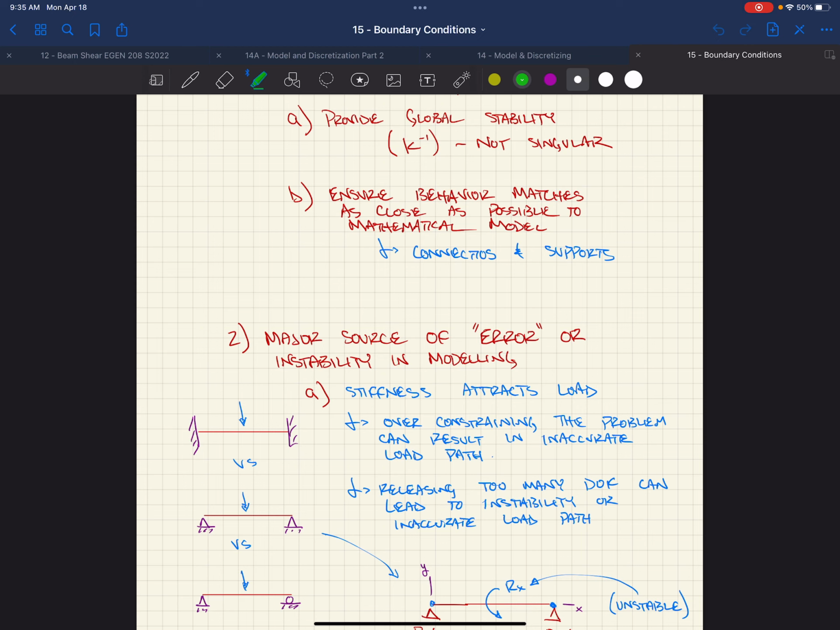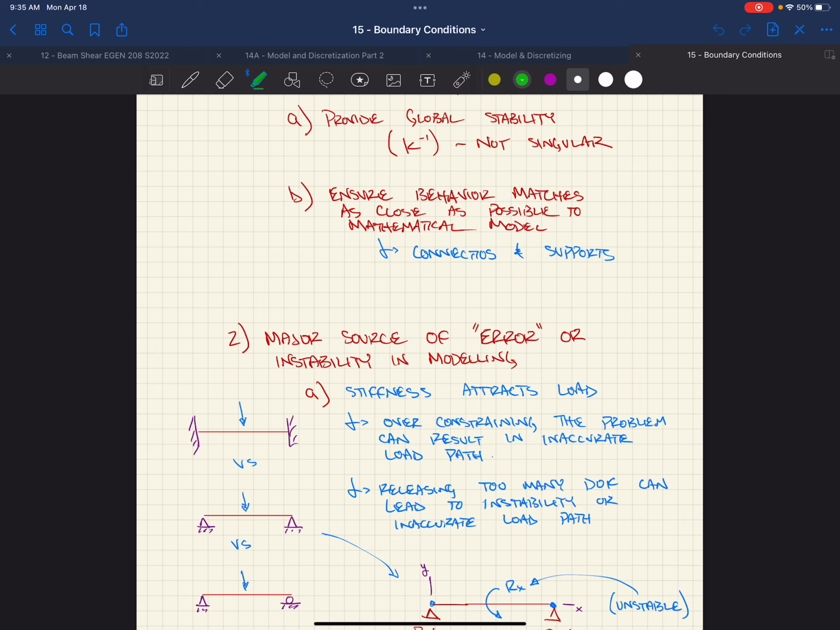So when we look at boundary conditions, I'd say it's a major source of error or instability in our modeling, messing up the boundary condition. I can tell you, I messed up a lot of boundary conditions in that model. It's not hard to do. It's really easy to do. It can be one node, it can be 20 nodes. It can be one member.